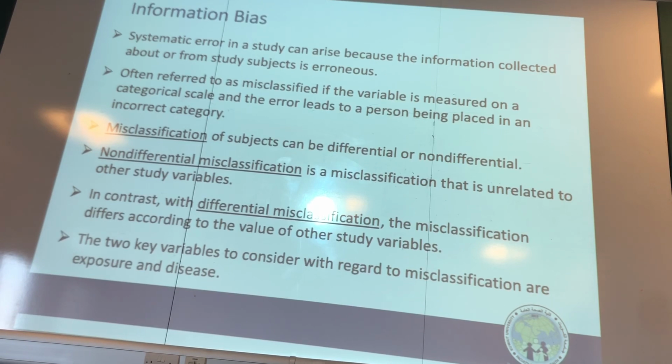And there is misclassification that affects, as we said, according to the value of other study variables. So when I misclassify something, the values of other study variables change accordingly. This is a problem, and it is called differential misclassification. When I think about differential versus non-differential, I always key on two variables: exposure and disease. Differential means the pattern of my misclassification is related to the relationship between disease and exposure. Non-differential means the pattern of my misclassification is not related to the relationship between exposure and the disease.